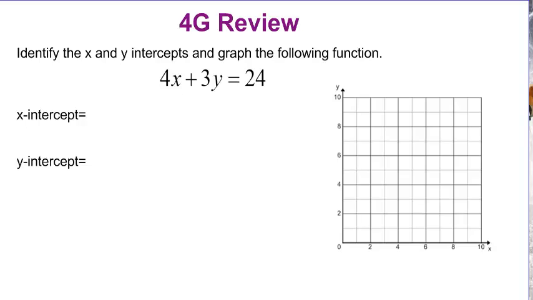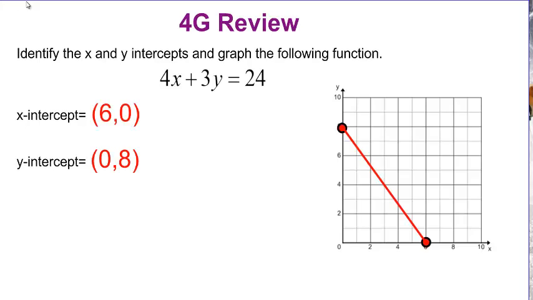Second to last is standard form of a linear equation. Please calculate the x and y intercept, and then create your graph of the function. In this case, our x-intercept is 6, 0, because 4 times 6 makes 24, and our y-intercept is 0, 8. If we plug in 0 for x, 3 times 8 makes 24, and we have our correct y-intercept. If we graph those points over 0, up 8, over 6, up 0, connect our line, we have correctly graphed our function.